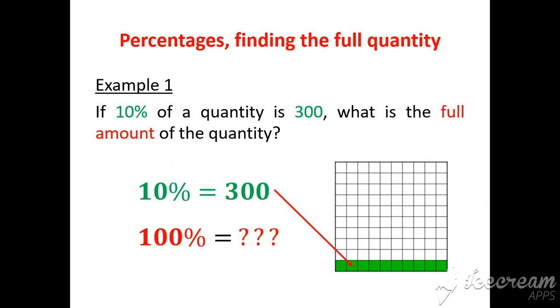Here's a diagram that may help you visualize what's going on. This square represents 100 squares, which represents 100%. I've colored in 10 of them to represent 10%. And that 10% I've colored in is equivalent to 300. Our job is to find out what is the value of the full square.